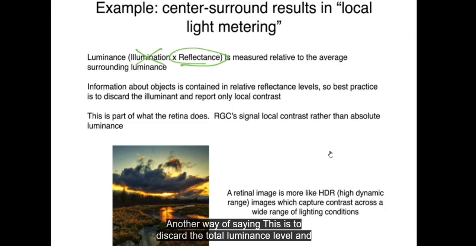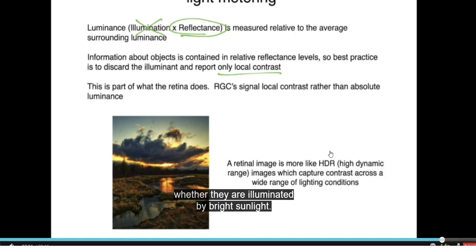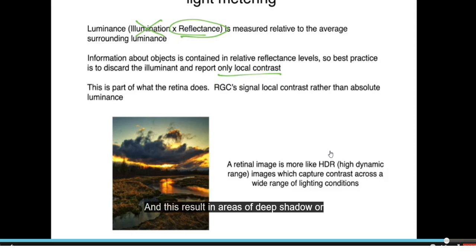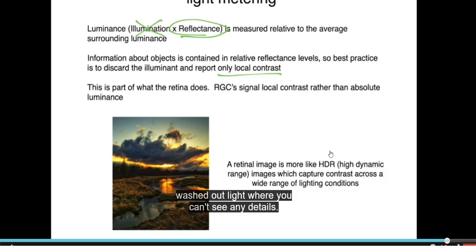Another way of saying this is to discard the total luminance level and report only local contrast. And this is in part what the retina does. Retinal ganglion cells signal local contrast rather than absolute luminance. This is why we're able to see details of the world around us, whether they're illuminated by bright sunlight or in the shadows. Images described by the retina are much more like high dynamic range photographs, which capture contrast across a wide range of lighting conditions, than they are traditional photographs, which use light metering based on the average illumination in the entire scene, and thus result in areas of deep shadow or washed out light where you can't see any details.